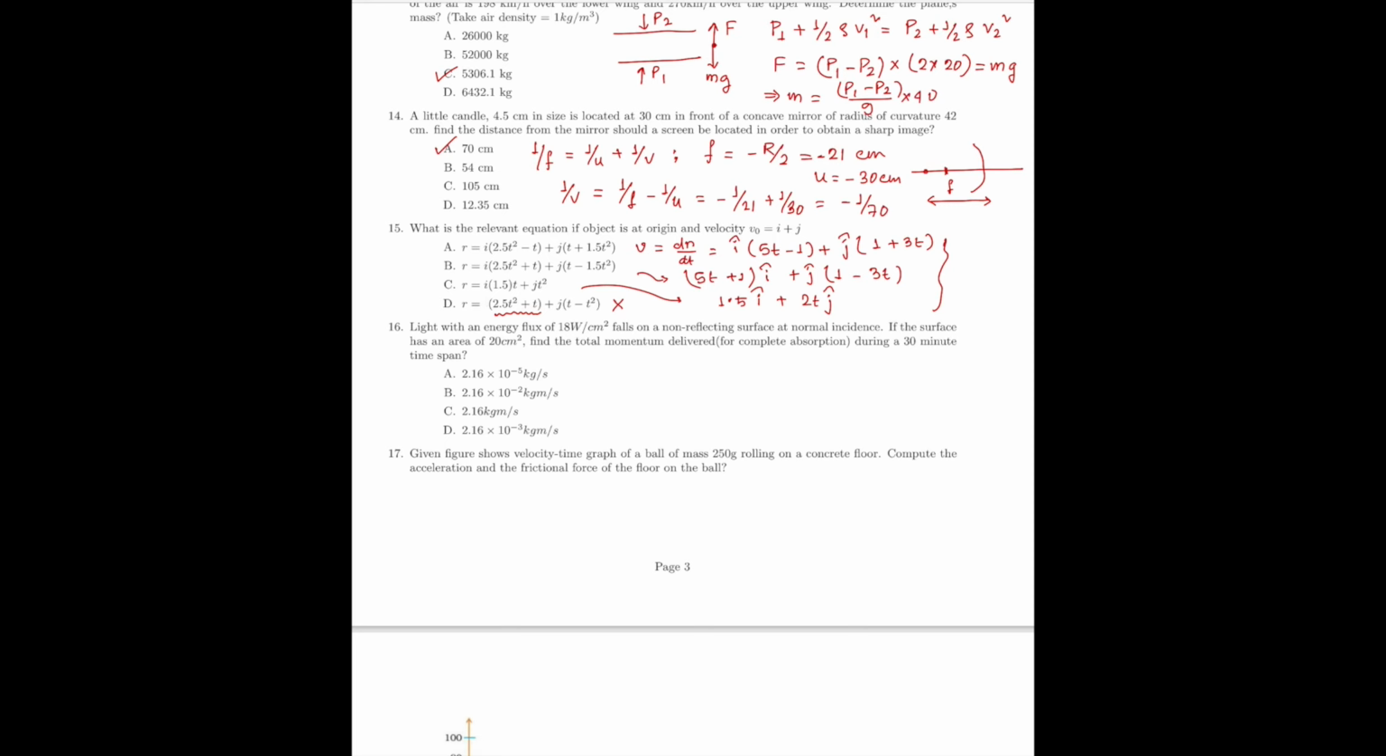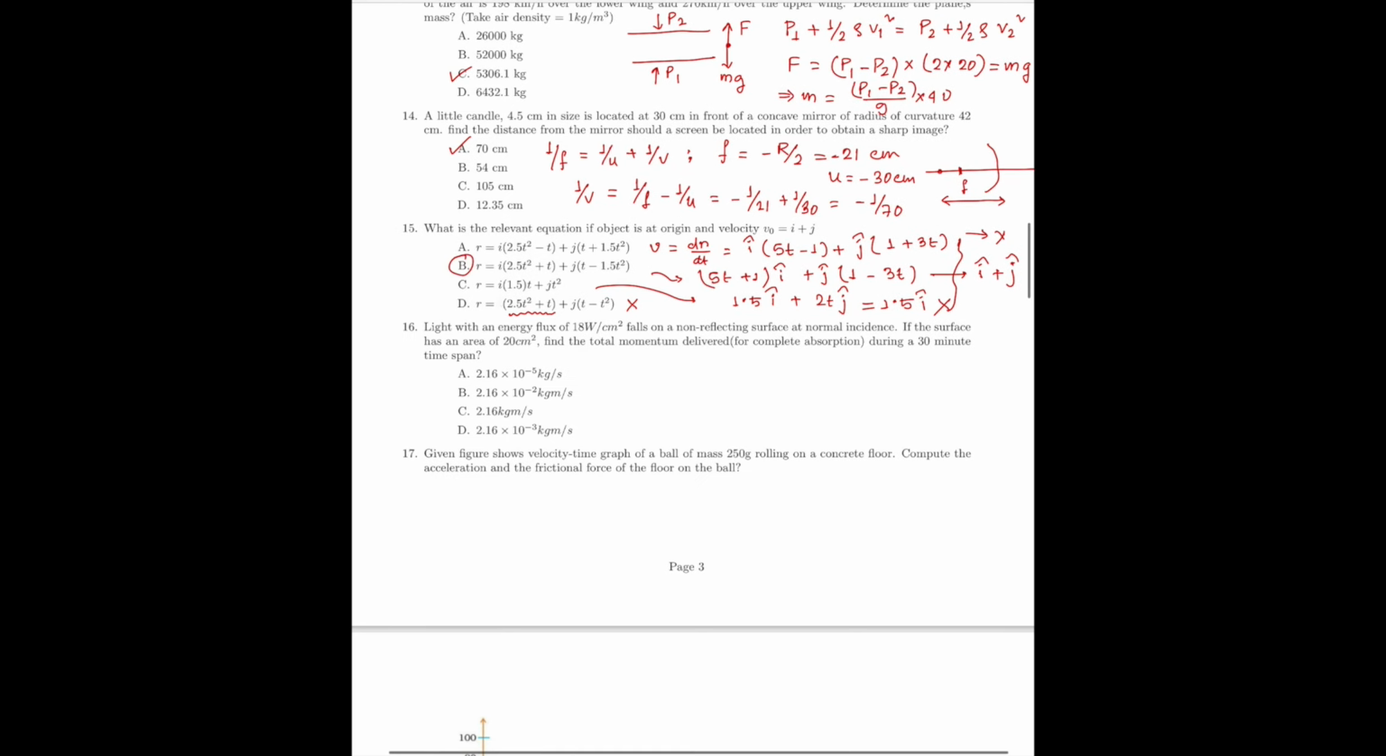As you can see, if I put t equal to 0 in the first velocity, we will see that v is minus i plus j, so this is not true. And similarly for the fourth equation, if I put t equal to 0, then the velocity becomes 1.5 i. This is not the case. And for the second option, if I put t equal to 0, the v is i plus j. So option B is correct.